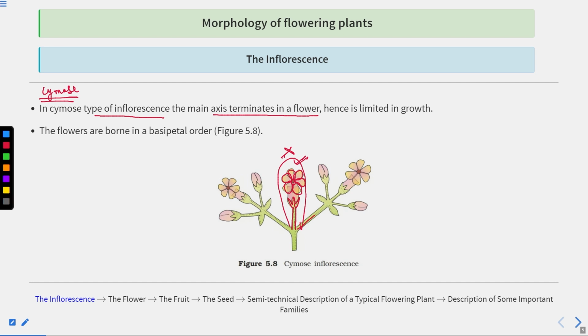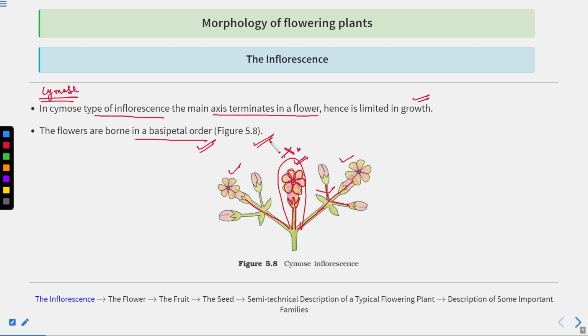Now it gives lateral branches from here. You can see the two lateral branches coming out, and again these branches terminate into a flower. Again this branch is not showing any further growth. Now it can give rise again to two lateral flowers like this. When this flower is there, again there is no growth at this point. Then it can give rise to another flower. In this way the flowers are borne in a basipetal order. The mature one is at this point and the new ones are emerging sideways, right? This is called the basipetal arrangement of the flowers.